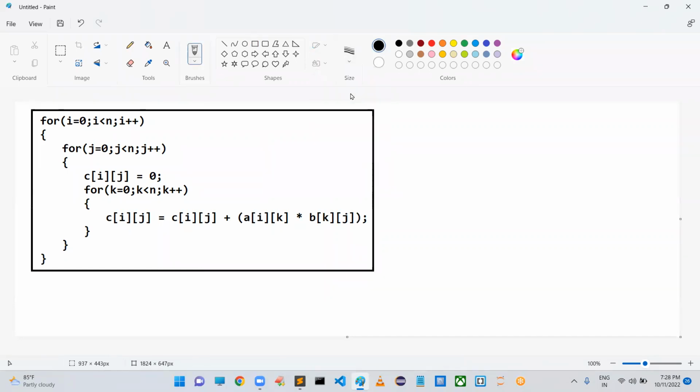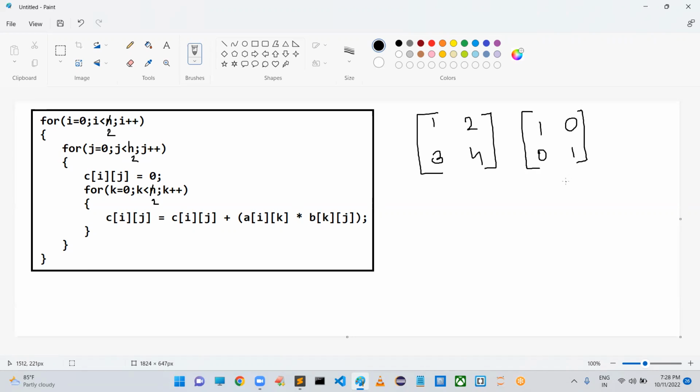Just for our convenience, I am replacing n with 2. That means a 2 by 2 matrix. The first matrix A is something like 1, 2, 3, 4. This is the first matrix. And my second matrix is 1, 0, 0, 1. Like this I have taken.